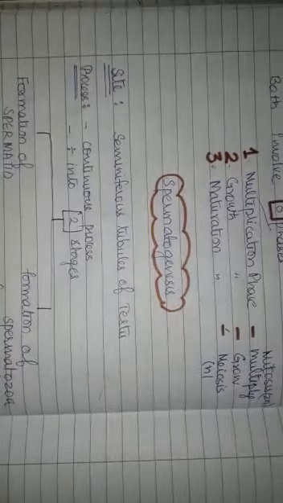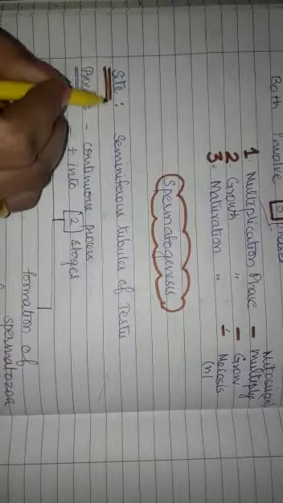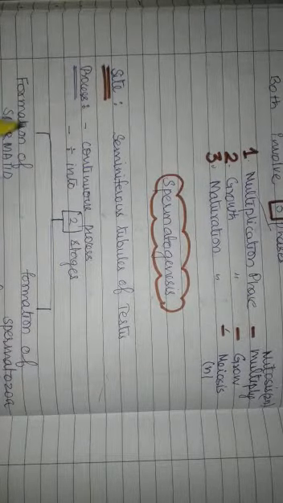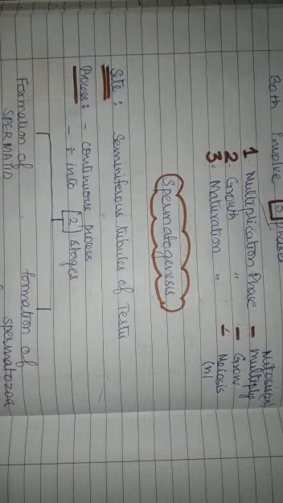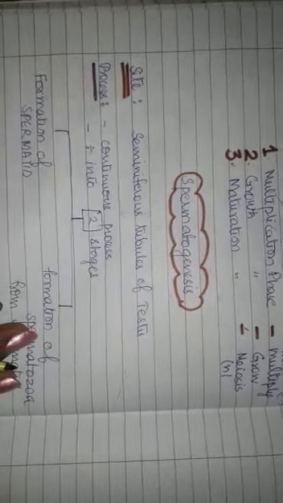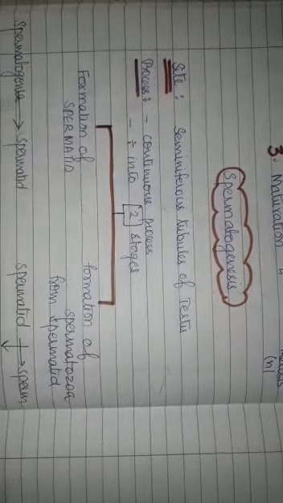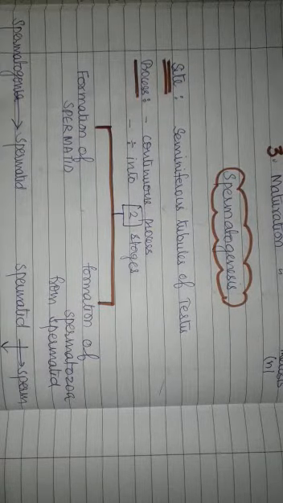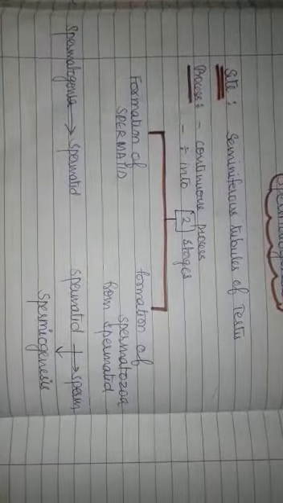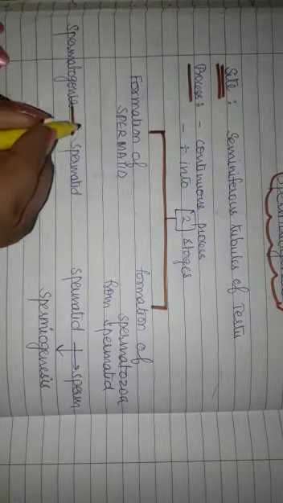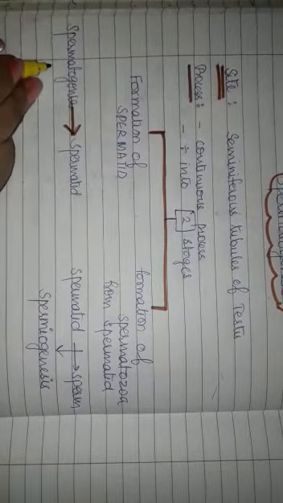Spermatogenesis is formation of sperms. Where does spermatogenesis take place? In the seminiferous tubules of testis. Spermatogenesis is a continuous process, but it is divided into two stages. First is the formation of spermatid and then transformation of this spermatid into the spermatozoa or sperm. Formation of spermatid involves formation of spermatid from spermatogonia.